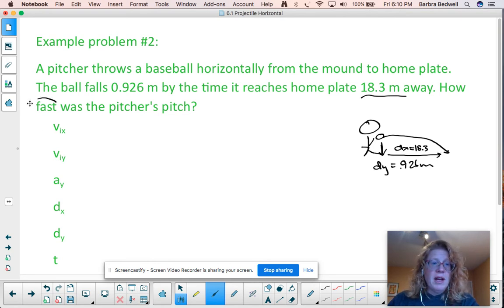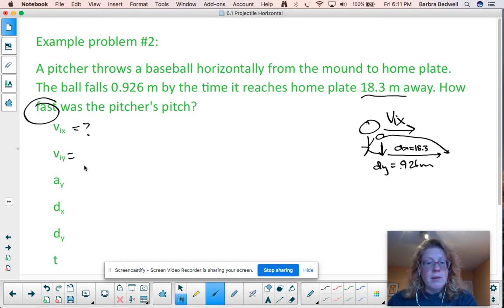So when we're trying to find how fast, that means we're trying to find vi. We're trying to figure out how fast he's throwing it this way. This is going to be vi, and in this case it's the x component. That's what we're trying to determine. So what other information do we know? Vix is our goal. That's what we're trying to find.